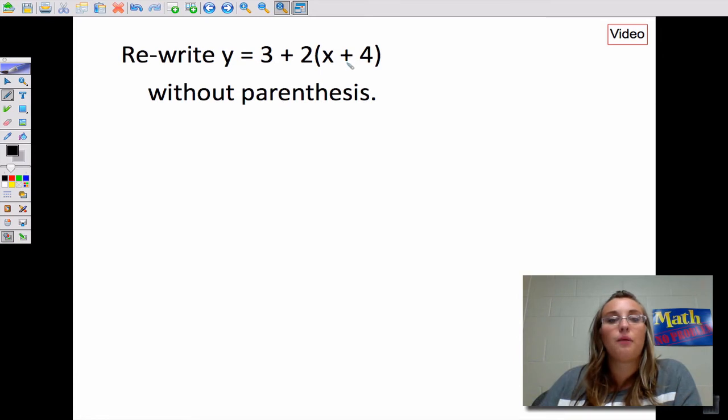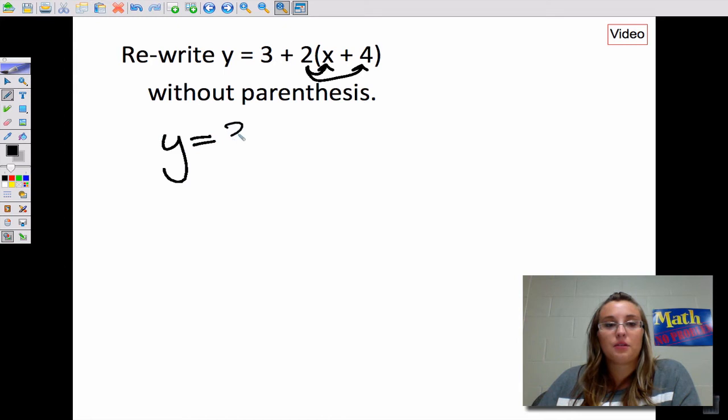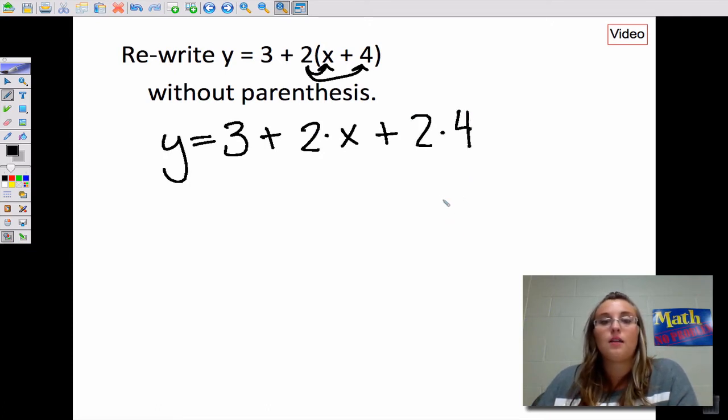Okay, so this is the part where I'm going to do an example for you. So it says to rewrite y equals 3 plus 2 times x plus 4 without parentheses. So when it asks me to rewrite it without parentheses, that means I'm going to use the distributive property to distribute that 2 across here. So that means that it's the same as y equals 3 plus, that 3 does not change, 2 times x plus 2 times 4. This is just the distributive property as we saw in the previous definition page.